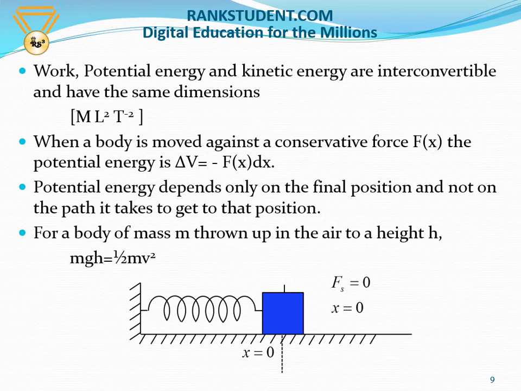For a body of mass m thrown up in the air to a height h, we can equate the kinetic energy to the potential energy: mgh equals 1/2 mv², when the potential energy gets converted into kinetic energy. It's the same situation in a spring mass system.